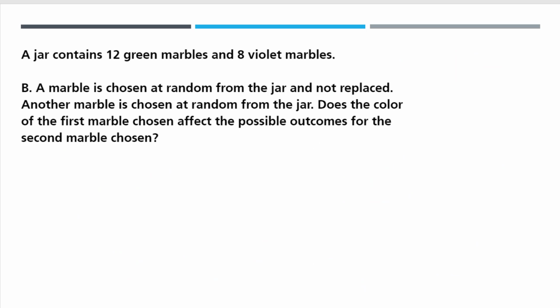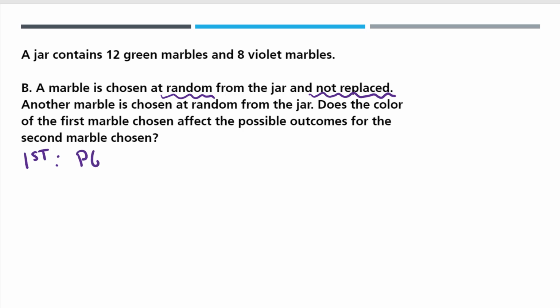Now we're talking about that same jar, 12 green and 8 violet. A marble is chosen at random, and it is not replaced. Another marble is chosen at random. Does the color of the first marble affect the possible outcomes for the second? So let's do this again. So we have our first.